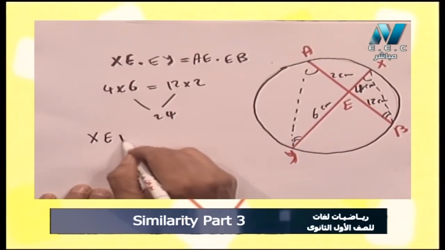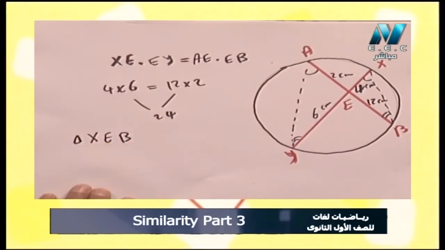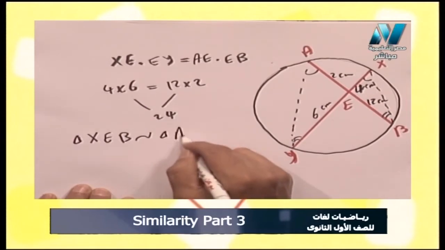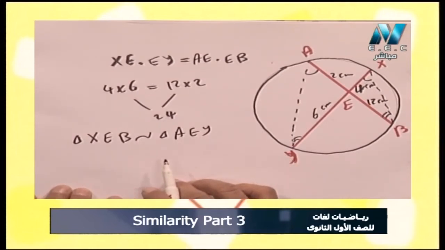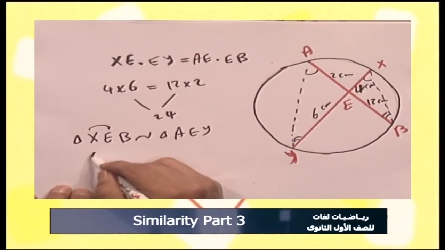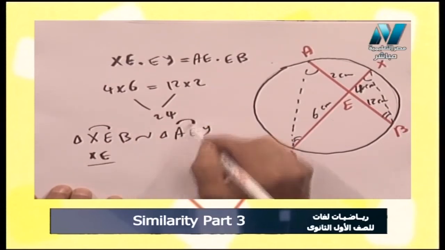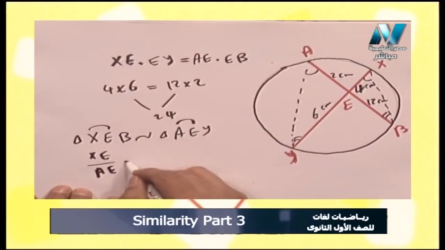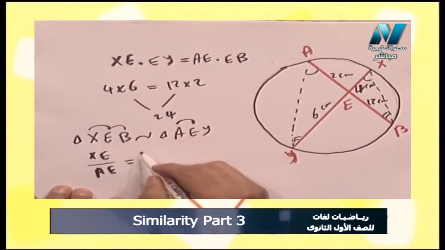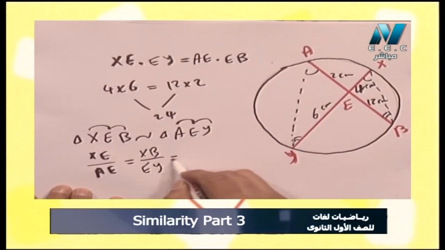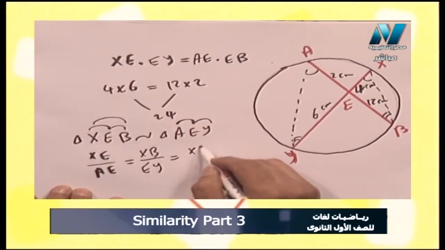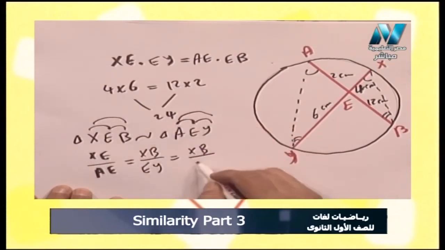E B, this triangle will be similar to AEY, and it's easy to find out that XE over AE will be equal to XB over EY, which equals XB over AY.